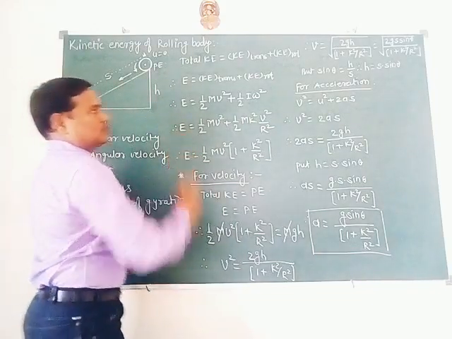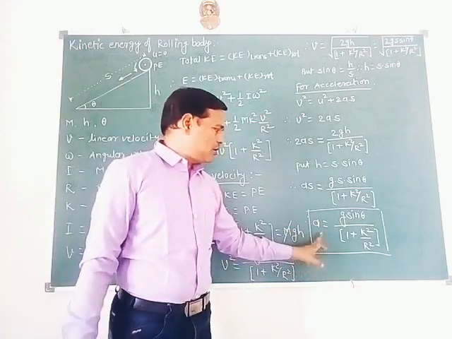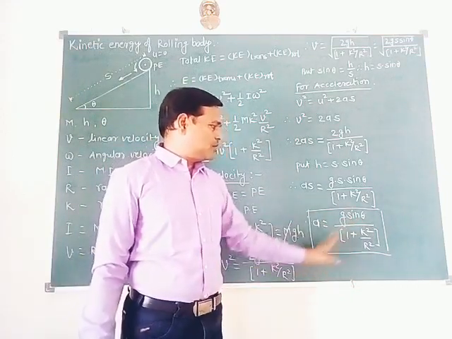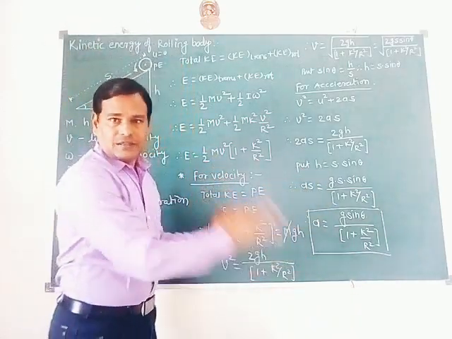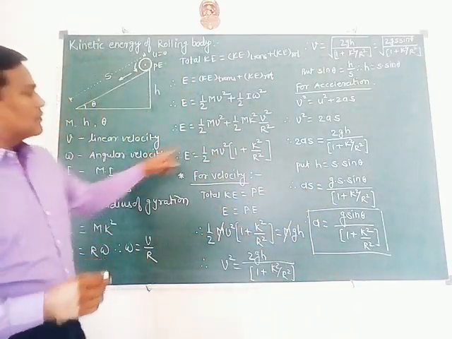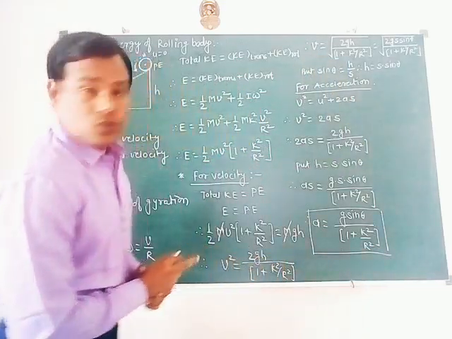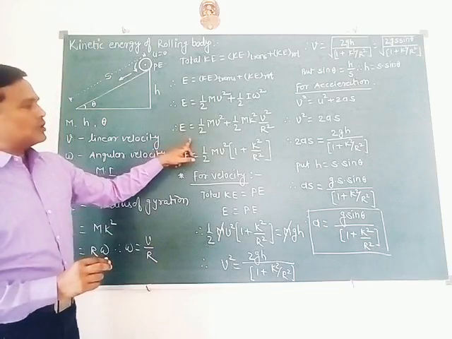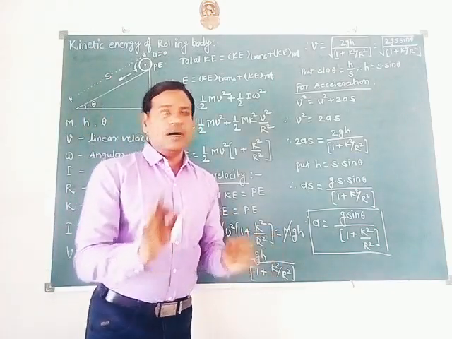This was total energy and this was the expression for velocity. So this is the relation for a equal to g into sine of theta upon 1 plus k square upon r square. So this is the expression for acceleration of a rolling body, the velocity at the bottom point obtained by that rolling body, and this is the total kinetic energy of a rolling body. Here we have to apply one remark.